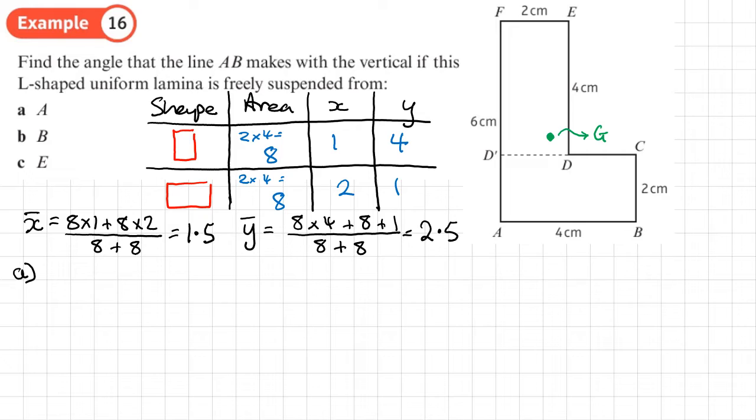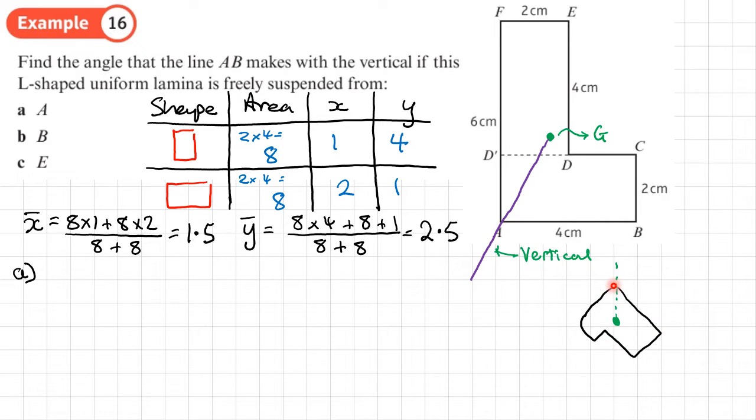And if it's being suspended from A, now remember this point A is going to be directly below the point that it's suspended. So what we do is we draw a line from G going through the point at which it's suspended. Now this line here is going to be vertical. It's always going to be vertical. So to give you some idea of what it's going to look like, it's going to be something like this.